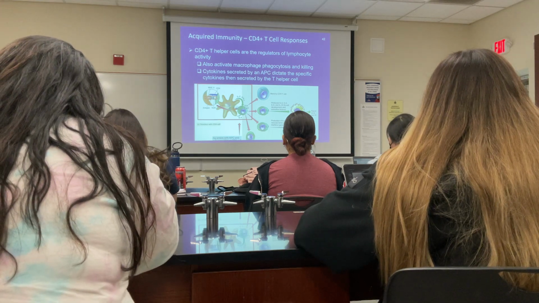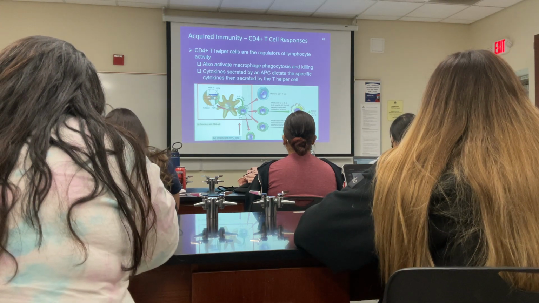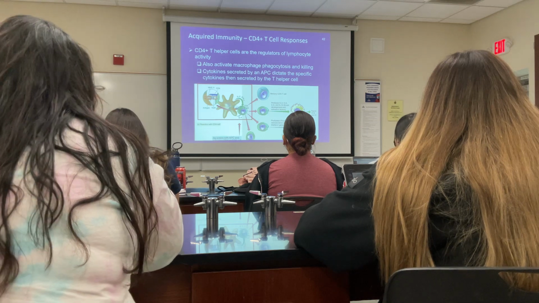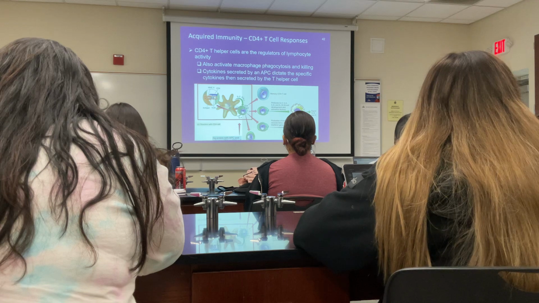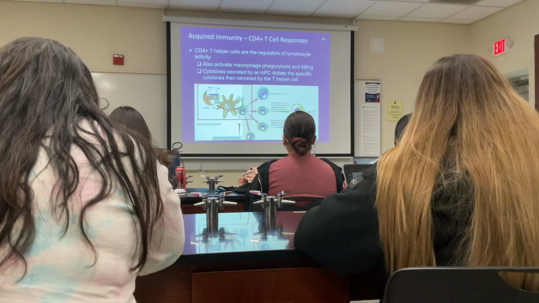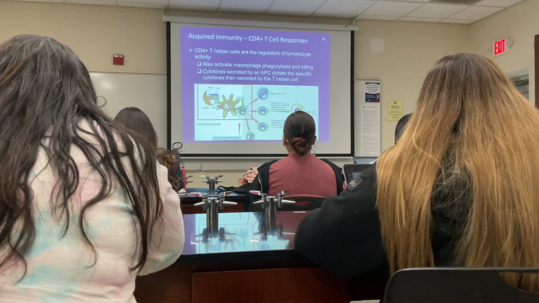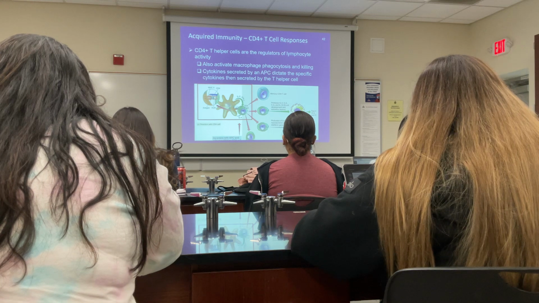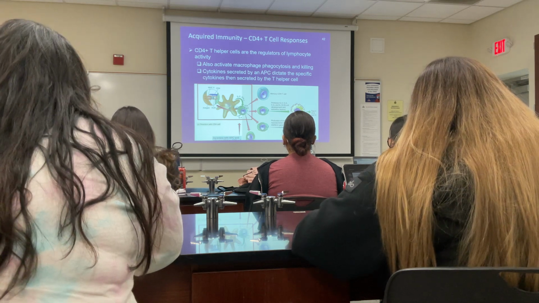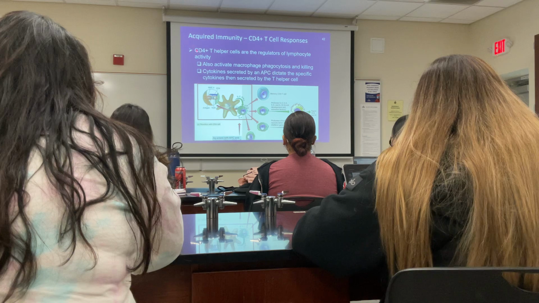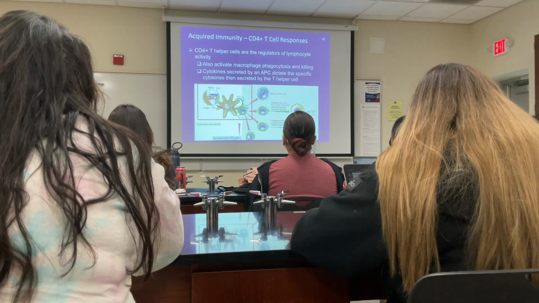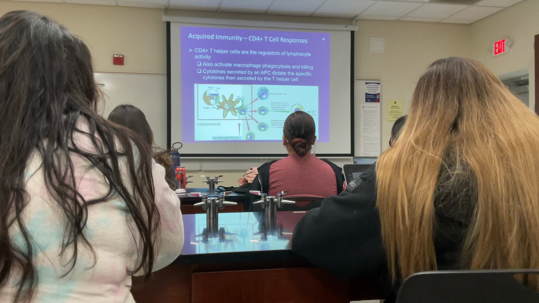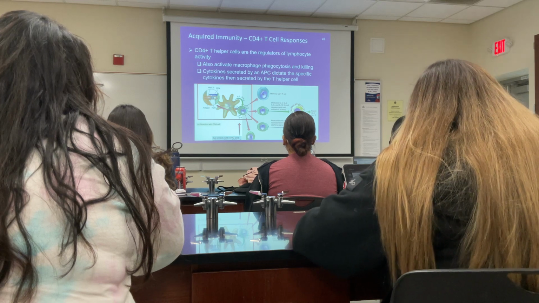T helper cells can also activate macrophages for increased phagocytosis and killing, and that's going to be when you have an intracellular infection, like a virus of some kind, or an intracellular bacterium that said, yeah, I want to hang out in the lysosome of this cell. So this is when it can say, hey, you may want to do something about this intracellular infection, maybe destroy a lot more stuff that you have inside of you.